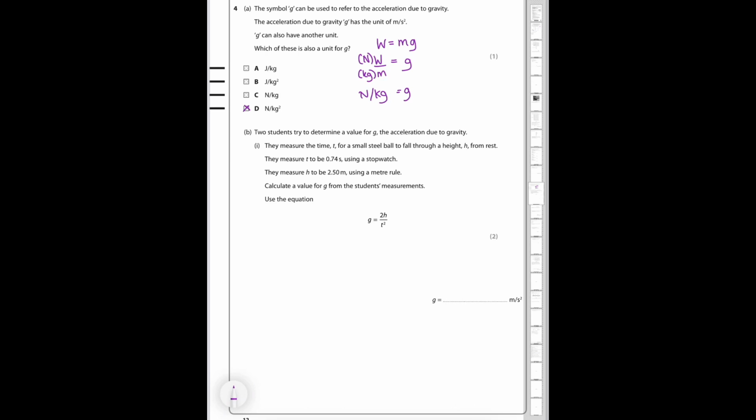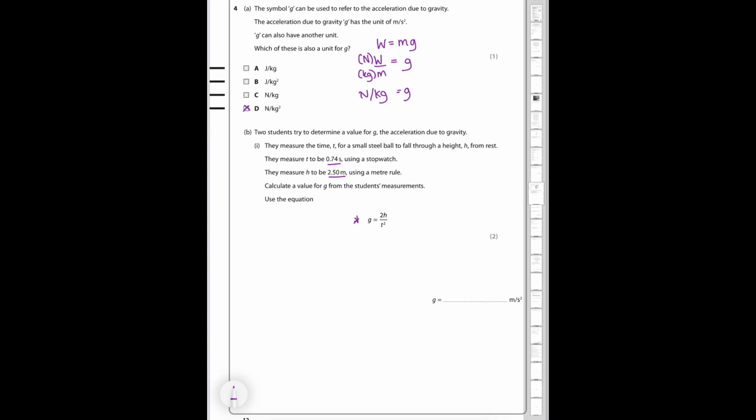Then if we look at part B, we're told that two students try to determine a value for g, the acceleration due to gravity. They measure the time t for a small steel ball to fall through a height from rest. They measure time to be 0.74 seconds using a stopwatch, and they measure the height to be 2.5 meters using a meter ruler. And we've got to calculate gravity from the students' measurements using this equation.